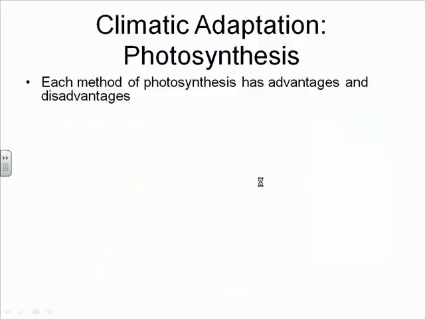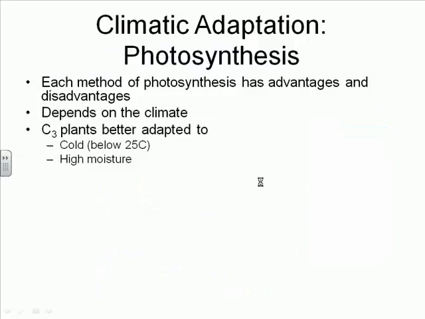So each one of these methods has goods and bads. C3 is going to be better adapted where it's colder. A little bit further north from us, more like Kentucky, New York, would see more C3 plants. We do have a few C3 plants here, but they don't withstand our summertime climates. If you plant ryegrass in the winter, which is a C3 plant, it'll be pretty during the winter, but when the summer comes, it's going to absolutely dry up. It just doesn't have the ability to withstand that.